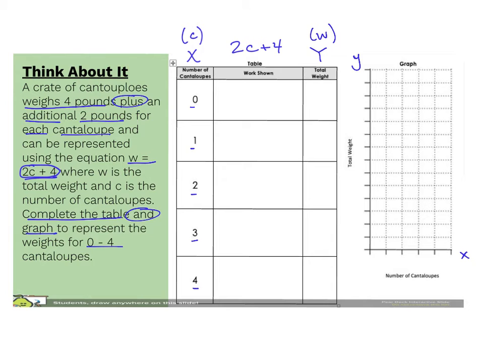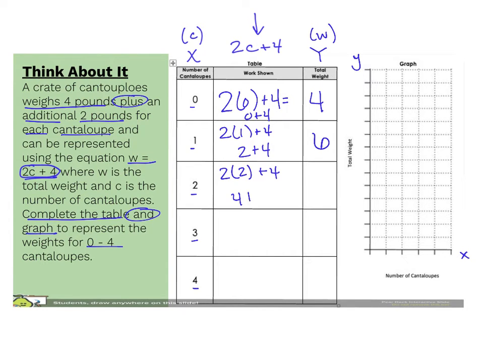So to do the middle column, remember it's this 2C plus 4, but I know what C is, so I'm going to put the 0, and then I'm going to add 4. So 2 times 0 is 0, and 0 plus 4 is 4. And then I do that for each line. So instead of 2 times 0, this time it's 2 times 1 plus 4. That gives me 2 plus 4. The total goes over here in the Y column, which is 6. And just keep going for each X value.